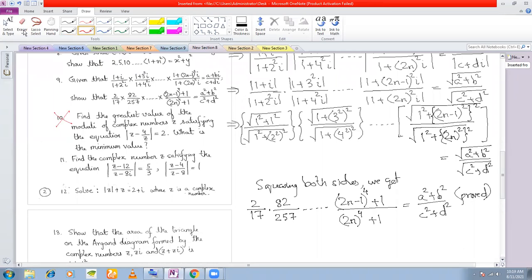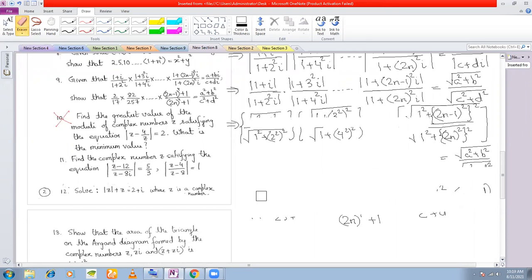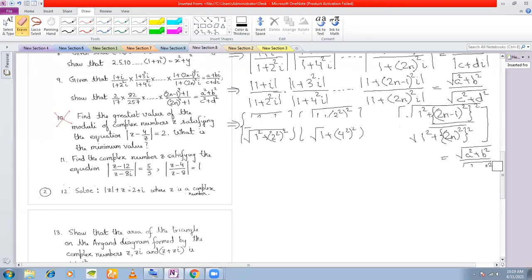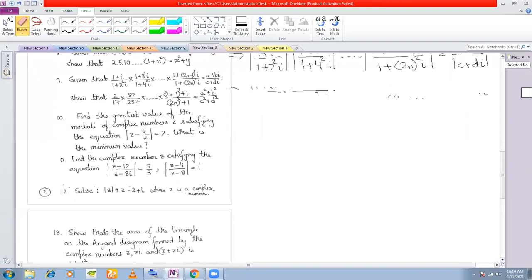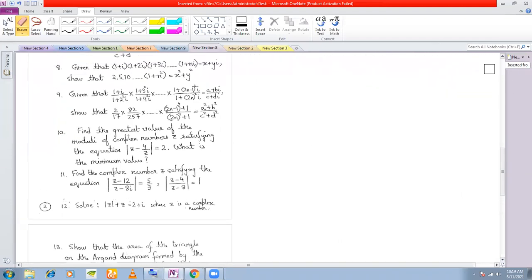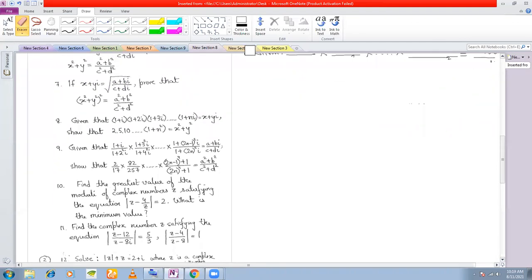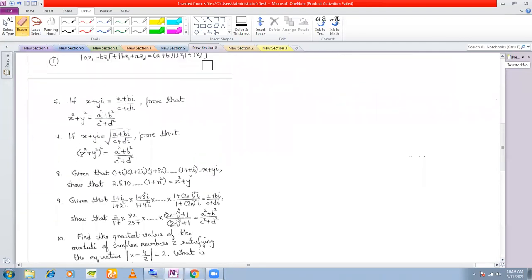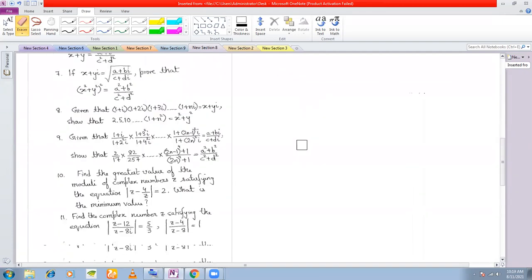Okay, I'll move on to number 11 because this sum requires you to use triangle inequality, and triangle inequality is no longer there in the syllabus. No longer there in the syllabus means only for you for this year, or maybe for next year, or for the next 3-4 years.